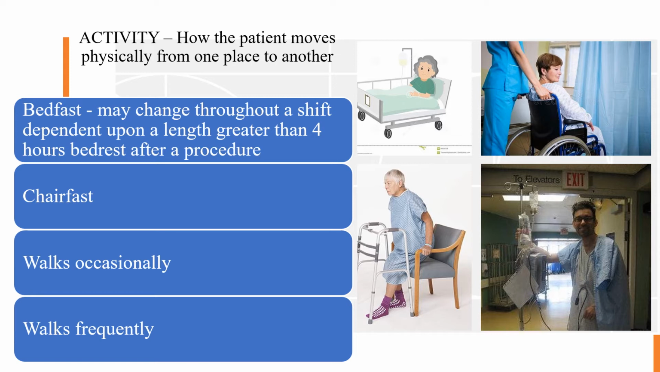out of a chair. Persons that walk occasionally walk only for short distances, but spend most of their time in the bed or chair. Persons that walk frequently means that they walk outside of their room at least every 2 hours while they're awake.